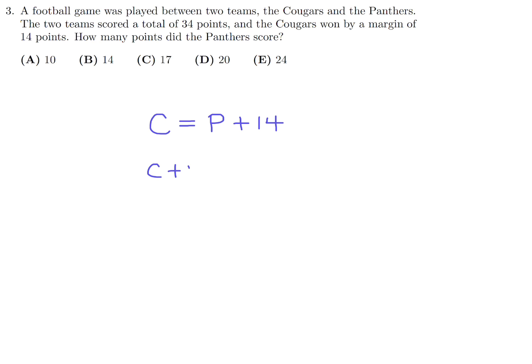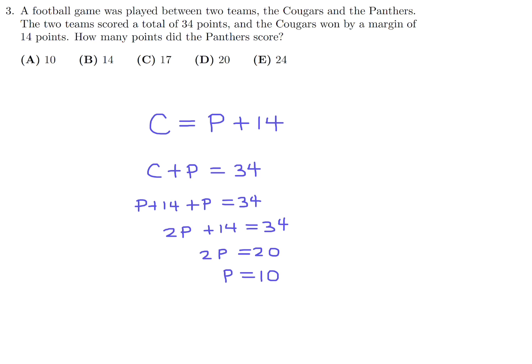And they tell you that the total score, C plus P, is 34. So substitute this into there, and we will be on our way. So we got P plus 14 plus P is equal to 34. So that means 2P plus 14 is 34. So 2P is equal to 20, and therefore P is equal to 10. So number 3, the answer is A.